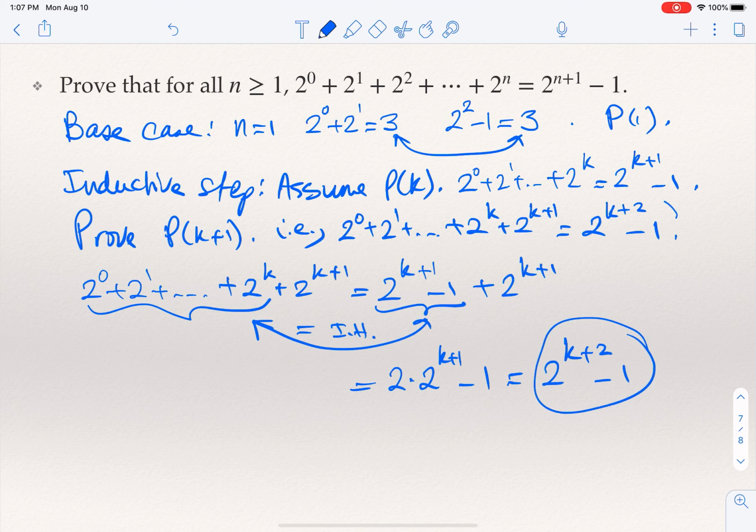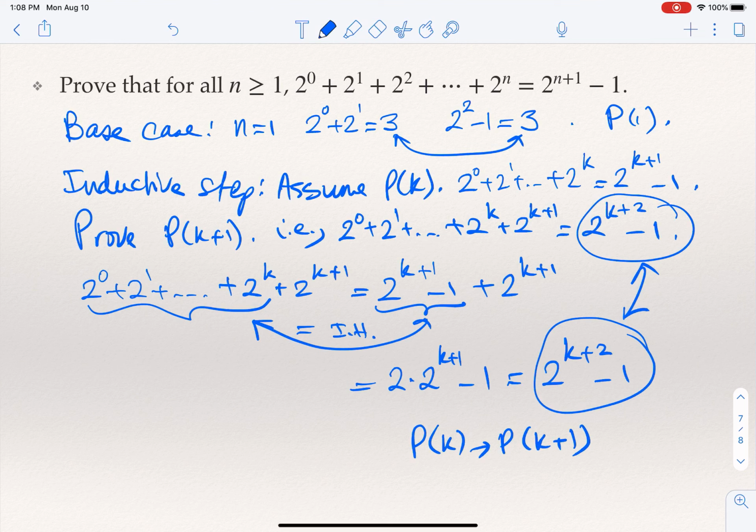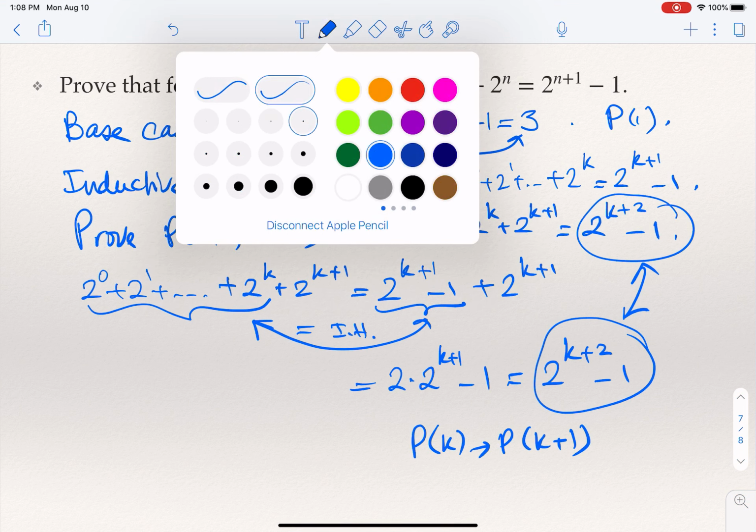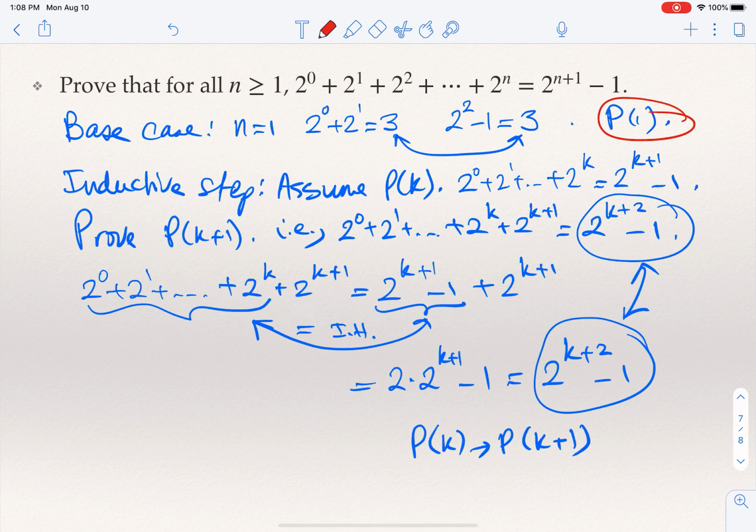Again, this is what we really wanted to prove, right? So we proved that P of k implies P of k plus 1. And by mathematical induction, once again, we showed P of 1 is true.